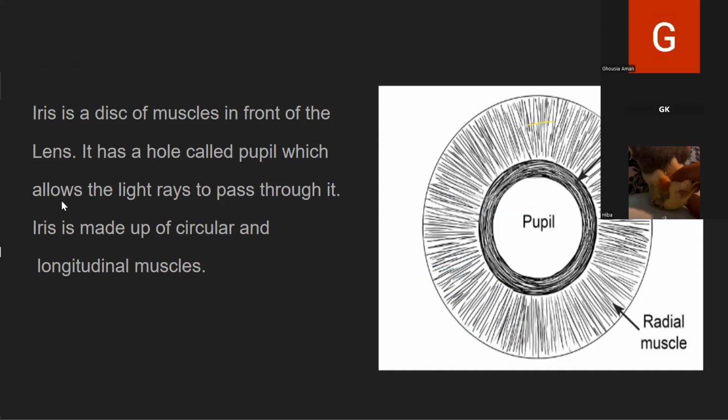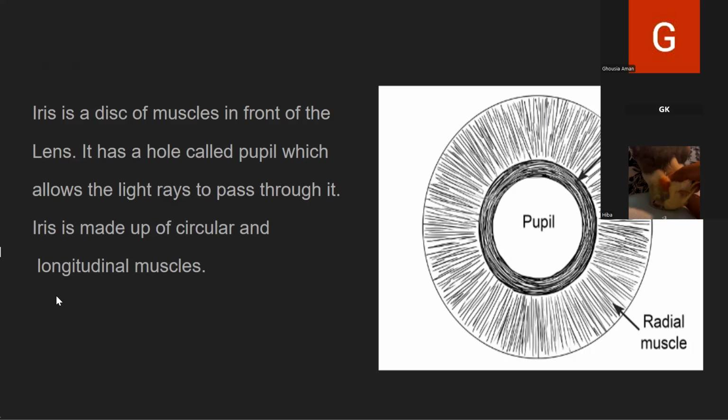Our iris is made up of two sets of muscles. The muscles which are going along the circumference, rounded like this, and the muscles which are going along the radius. Radial muscles and circular muscles. There are two sets of muscles, radial muscles and circular muscles.